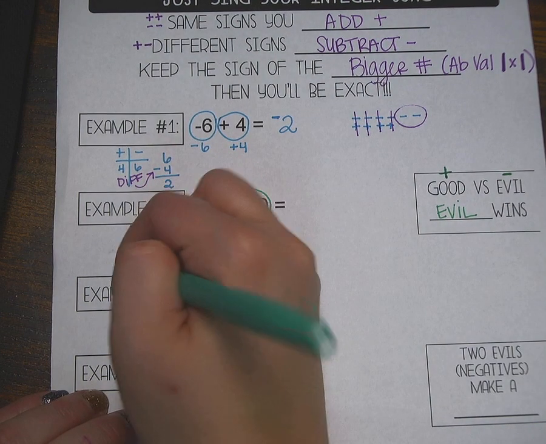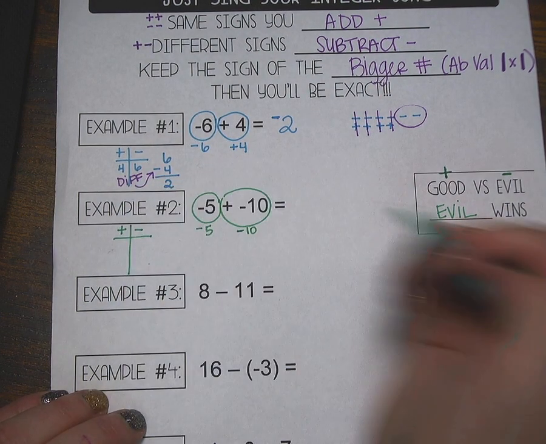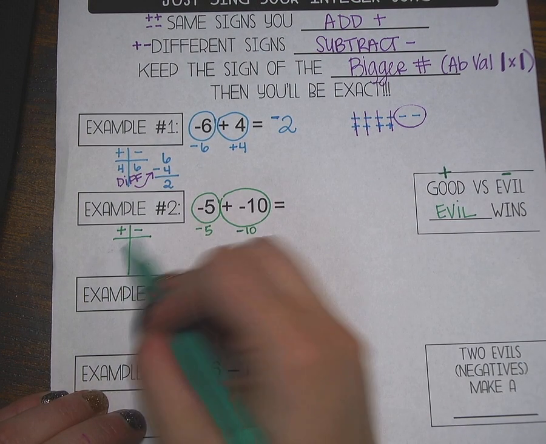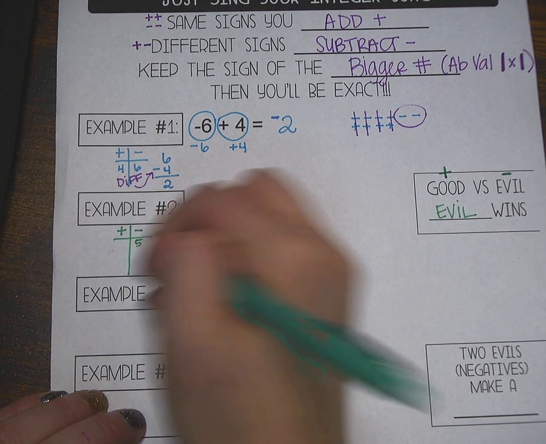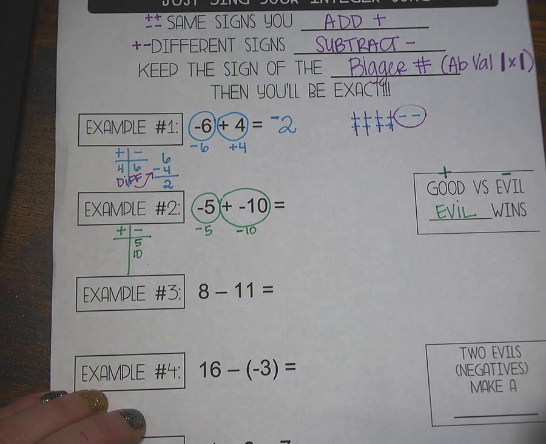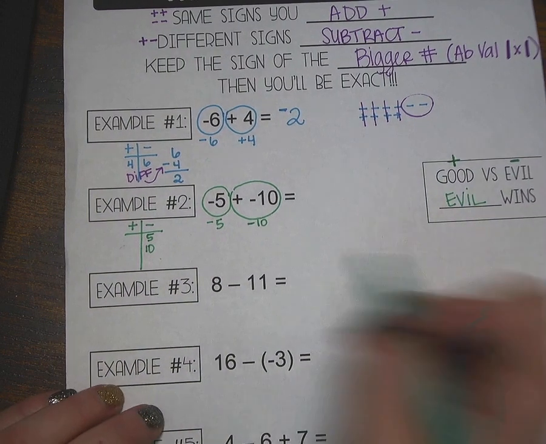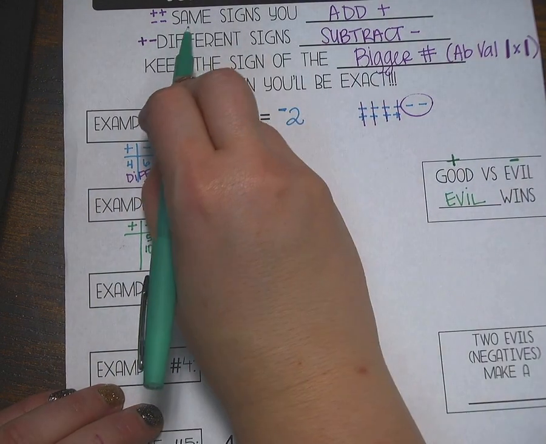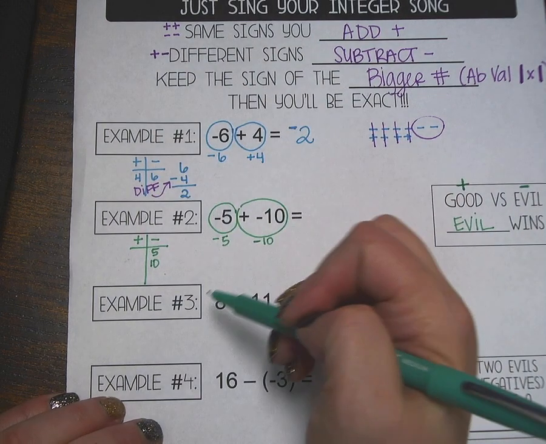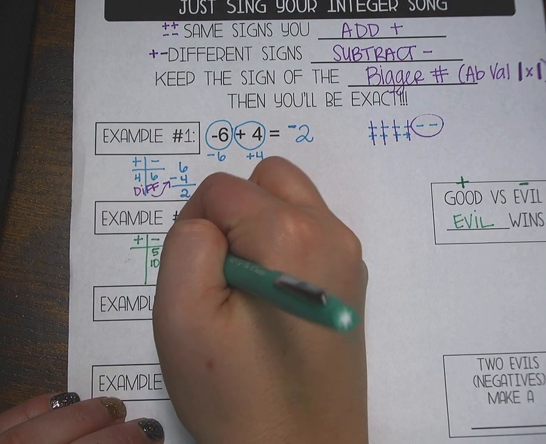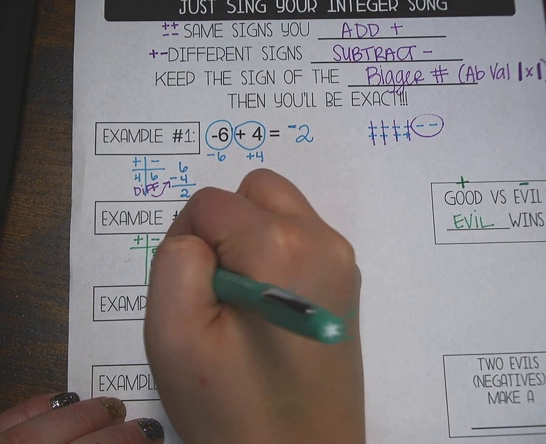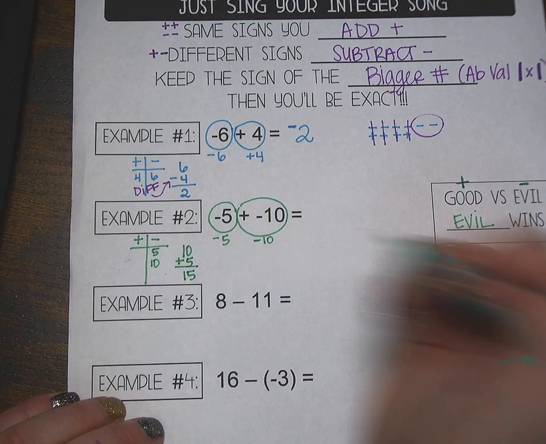So we make our positive negative table. Do I have any positives? No, but I have a -5 and a -10. So what is 5 plus 10? Because they're the same signs, they're both negative, so we're going to add. What is 10 plus 5? Well, that would be 15.